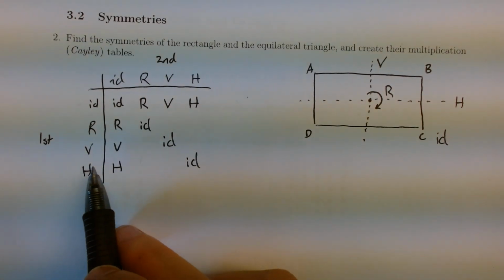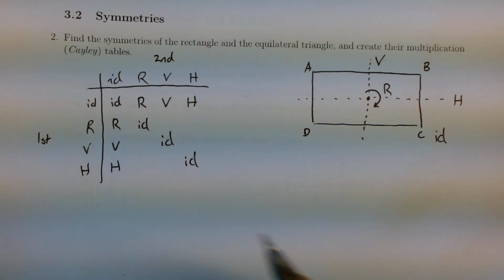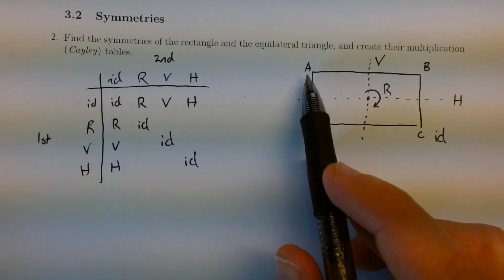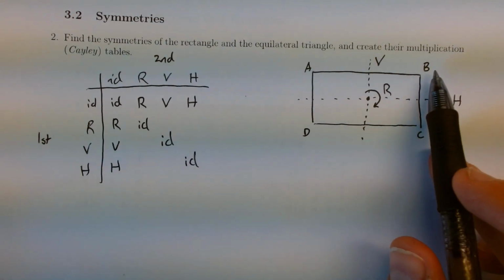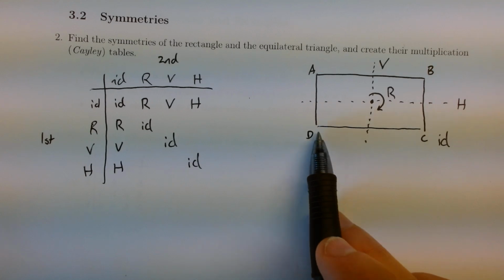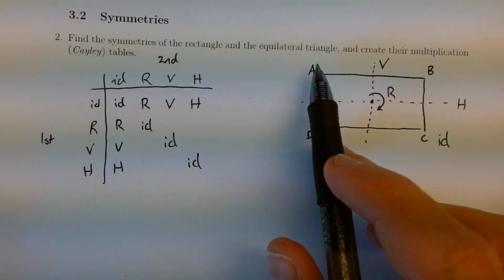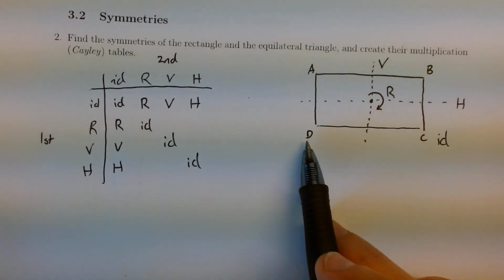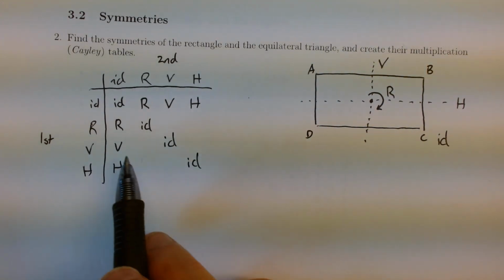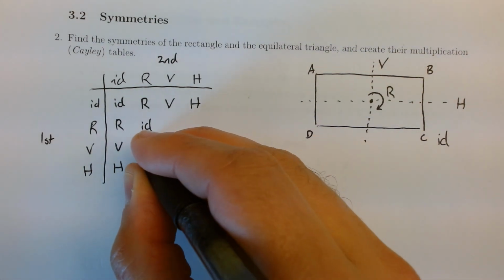Now let's see what happens if I first do the vertical flip and then do the rotation. So let's just track where A goes. So if I do the vertical flip, A goes here, and then the rotation brings it here. So A is now here. What is that similar to? Well, that's similar to if I just did the horizontal flip. A ended up here. So it looks like vertical followed by the rotation is the same as just a horizontal flip.